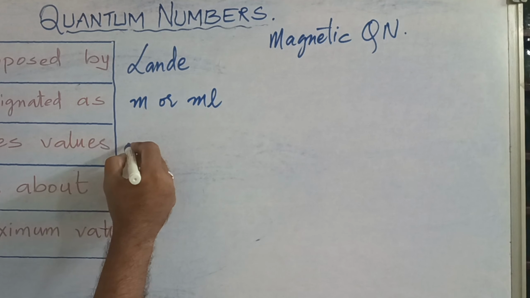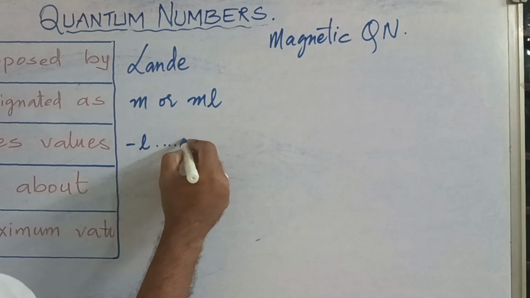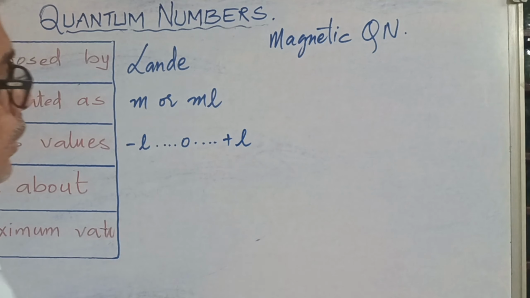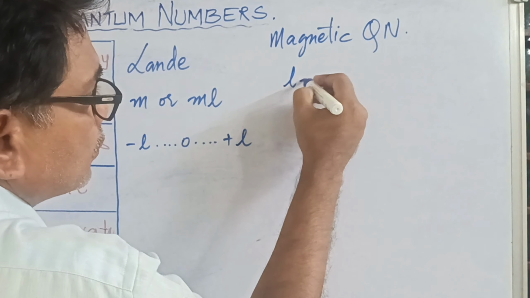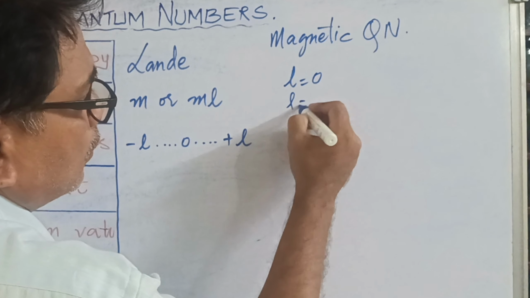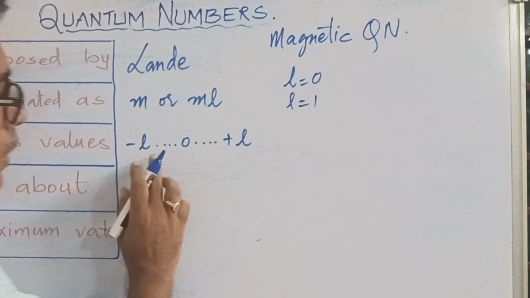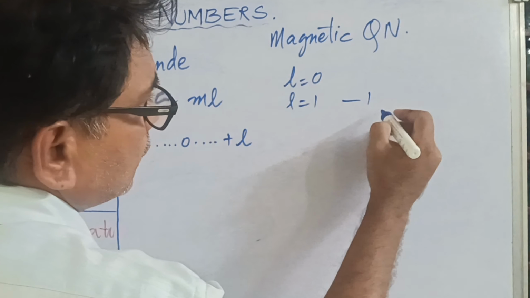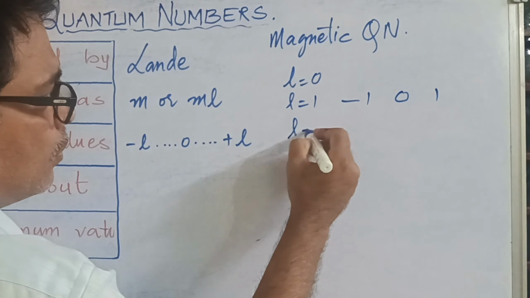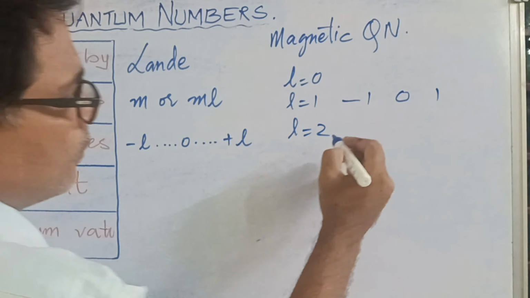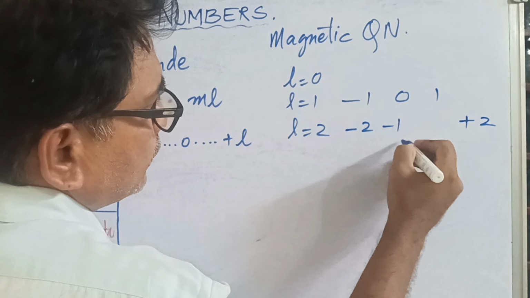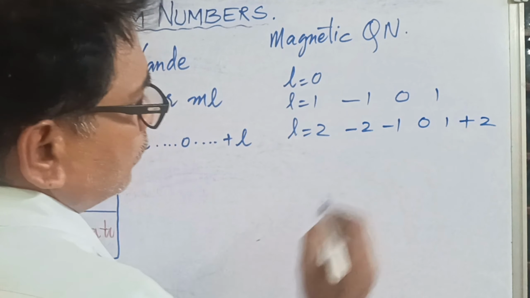M takes values minus L, 0, plus L. What do you actually understand by this? Suppose L is equal to 0, then M is 0. If L is equal to 1, the values should start from minus L, 0 and plus L. That's what it means. If L is equal to 2, you start the value from minus and end up with plus, so it's minus 2, minus 1, 0, 1 and 2.